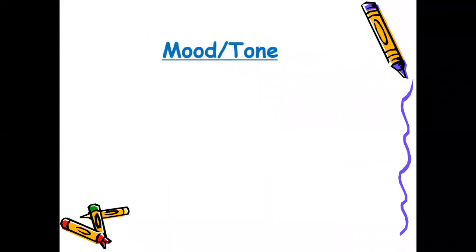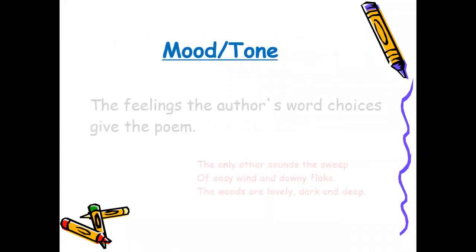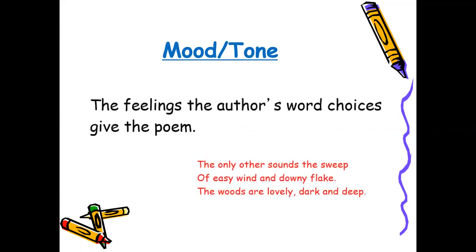Now let's move on to something else: the mood and the tone. They are the feelings that the author's word choices give the poem. Here: the only other sounds, the sweep of easy wind and downy flake. The woods are lovely, dark and deep.